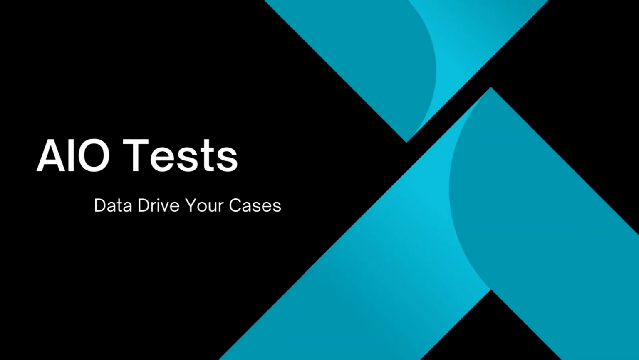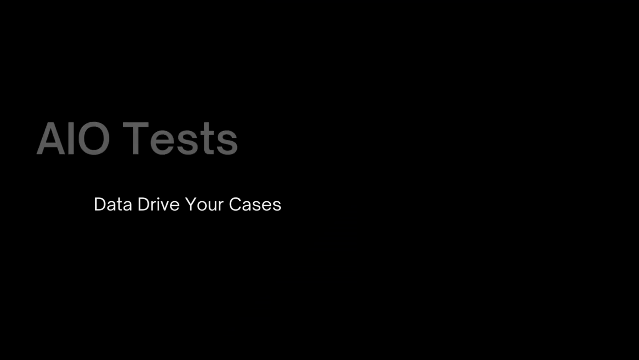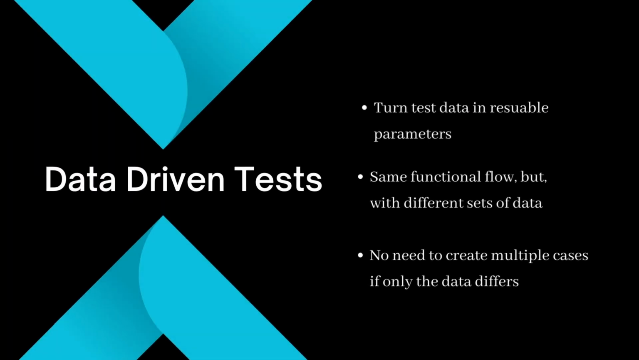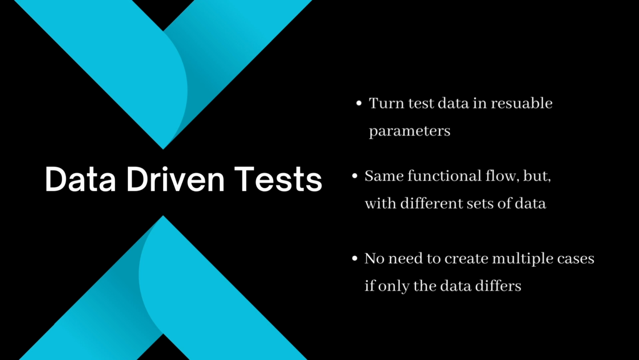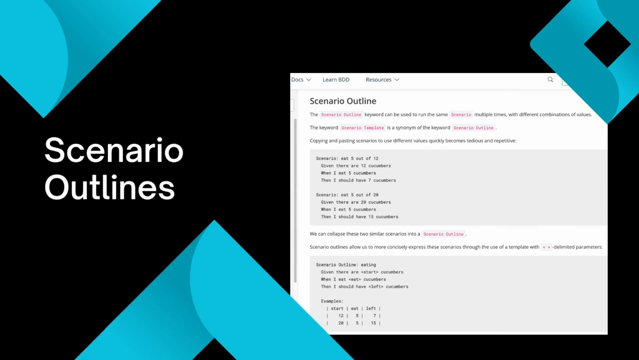This video is going to walk you through the AIO Tests feature, data parameterization or data driving your cases, or in the Cucumber terminology, support for scenario outlines. Data parameterization helps users to turn test data into reusable parameters. It can help test your flow, using multiple sets of data at execution time. Similarly, in Cucumber, a scenario outline helps run a scenario multiple times, with different examples.